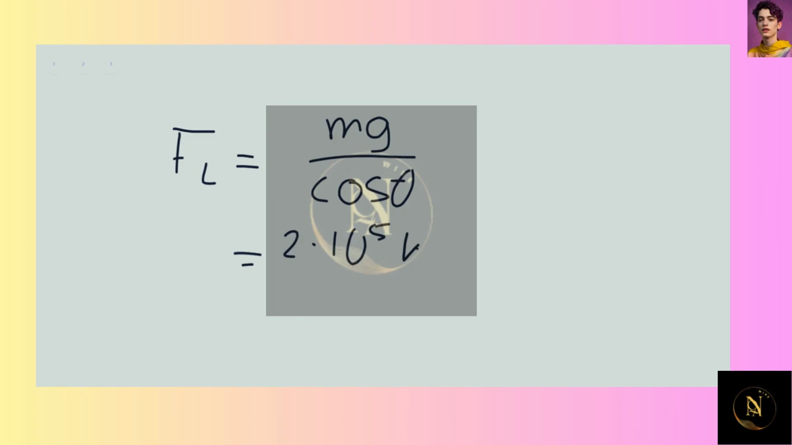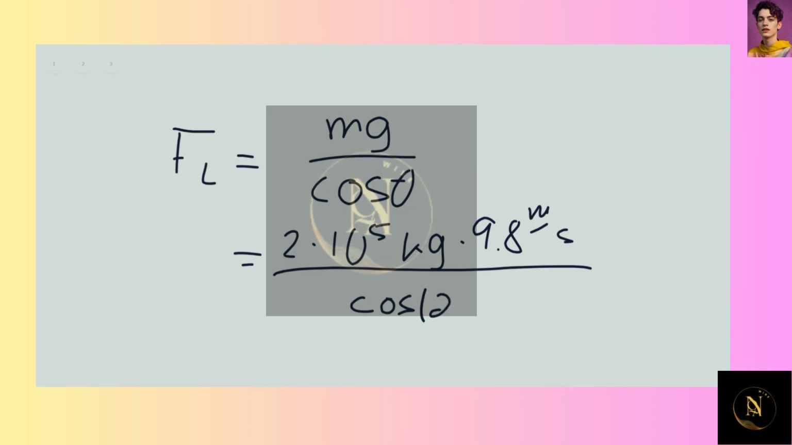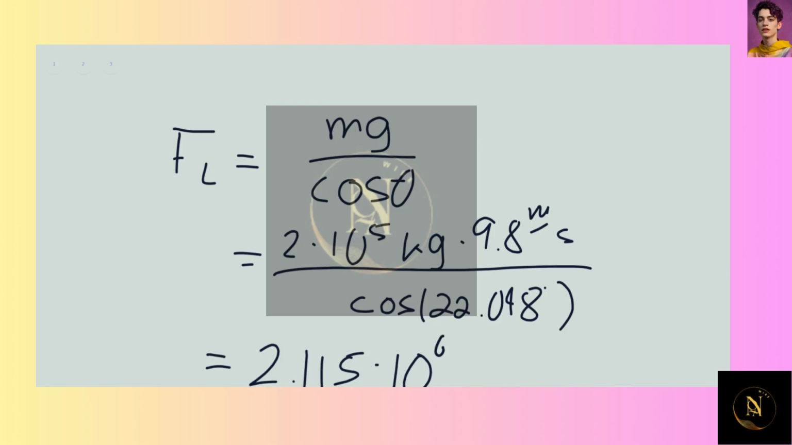We know from earlier that FL equals mg over cos of theta. We're given the mass of the plane as 2 times 10 to the 5th kilograms times 9.8 meters per second squared, divided by cosine of that angle that we just found. And plugging all this into our calculator, we find that it is equal to 2.115 times 10 to the power of 6.